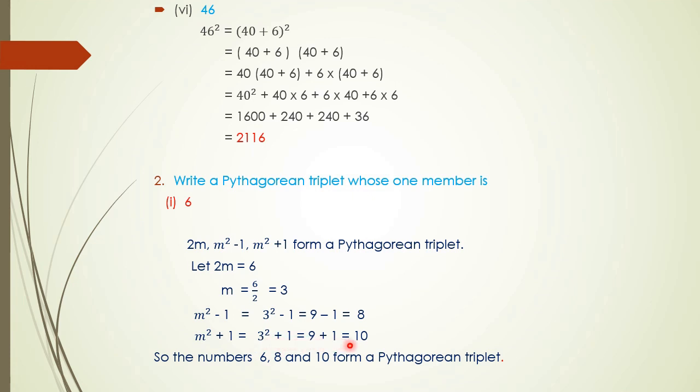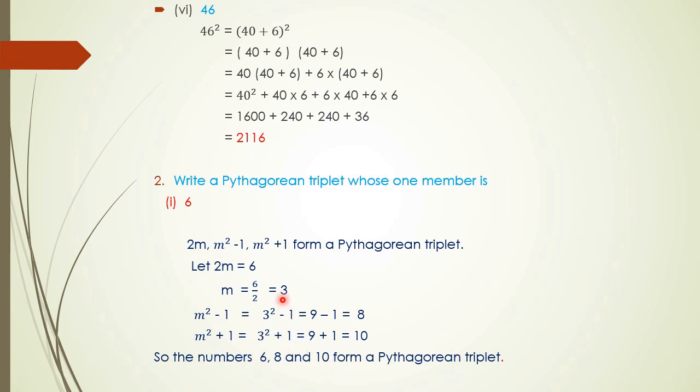9 plus 1 is 10. So we got the values. 3 values. Already we have one given in the question, 6. And we got m square minus 1 and m square plus 1 as 8 and 10. So the Pythagorean triplets are 6, 8 and 10.